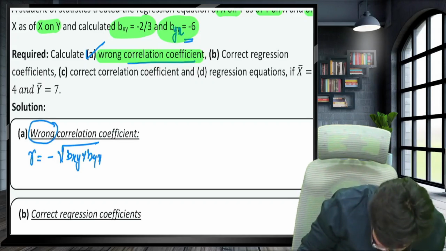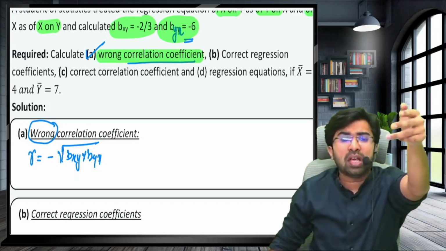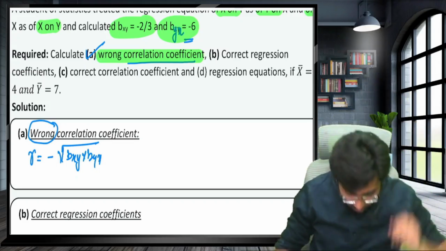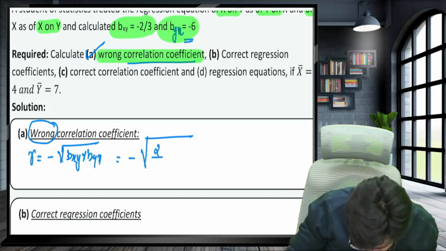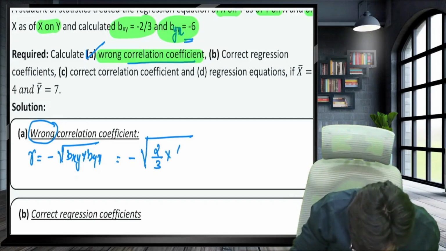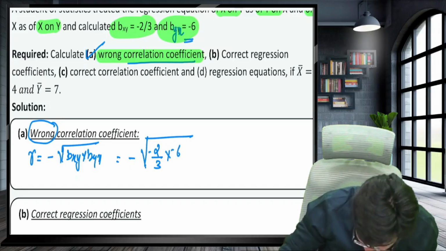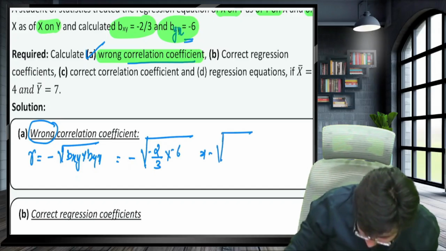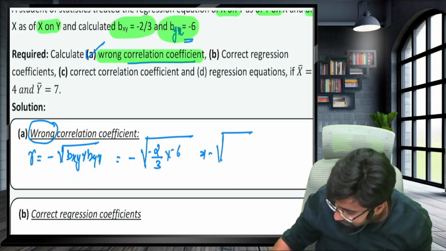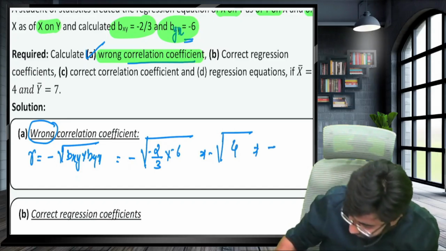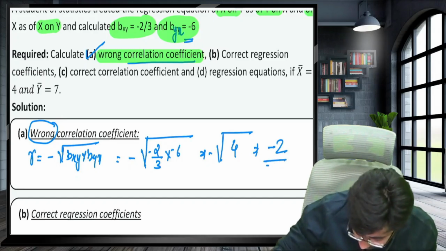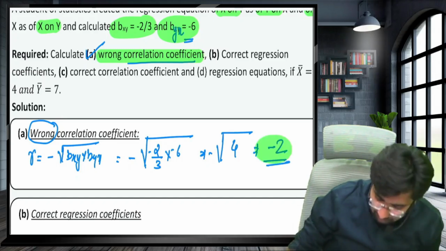Since you want the wrong r, you have to take the wrong by on x and the wrong things. Let me take the wrong things. Let's multiply 2 by 3, minus sign multiplied by minus 6, minus will become plus. So minus under root of 2 into 6 divided by 3. Guys, under root 4, minus sign outside, it will be minus 2. Minus 2 is the right answer.